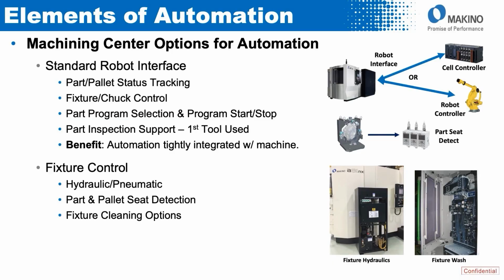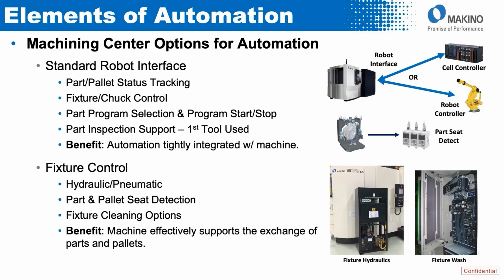And then fixture cleaning options. As you're changing those parts and you're changing the pallets in and out of the machine, it's a very dirty environment. You've got coolant, you've got chips flying all over the place. You need to make sure that you clean those out and that you don't have those on your locating surfaces when you're exchanging those parts or those pallets. So we've got the fixture wash through fixture coolant. We've got air coming up through the chucks in order to keep those mating surfaces clean throughout the process of exchanging the parts or the pallets.